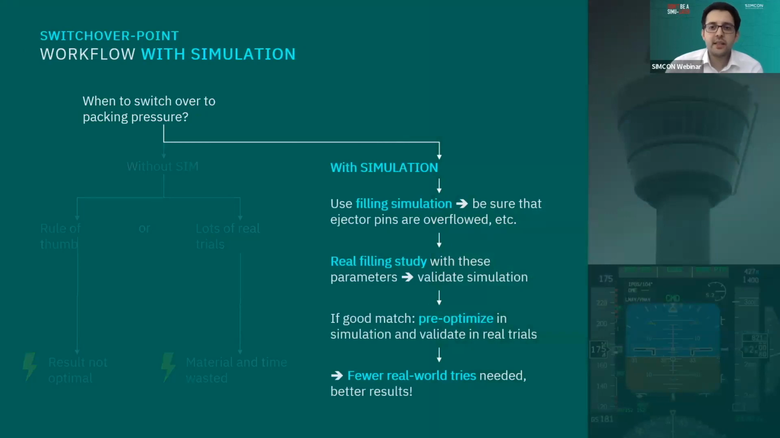In CADMould, you can already see approximately how far the filling will have progressed and when, and what the filling behavior of the part is. In this way, you can ensure that you have at least overflowed the injectors on your first attempt, then carry out a first real filling study and compare it to the simulation. If there's a good match, you can trust the simulation and look for a good point, or you can optimize it in the virtual world, and then go to the machine and have your tryouts quite a bit faster. There are fewer real-world tries needed, with better results than if you would do it by hand.